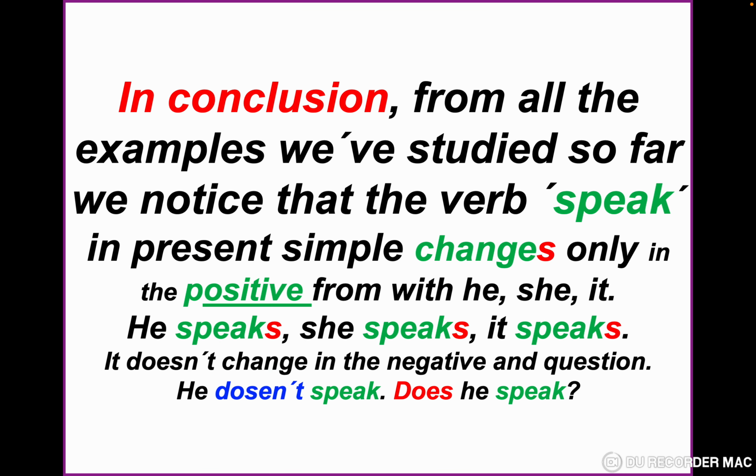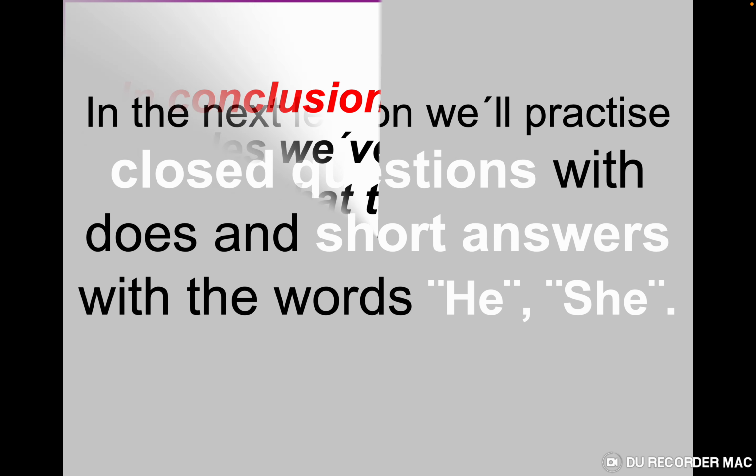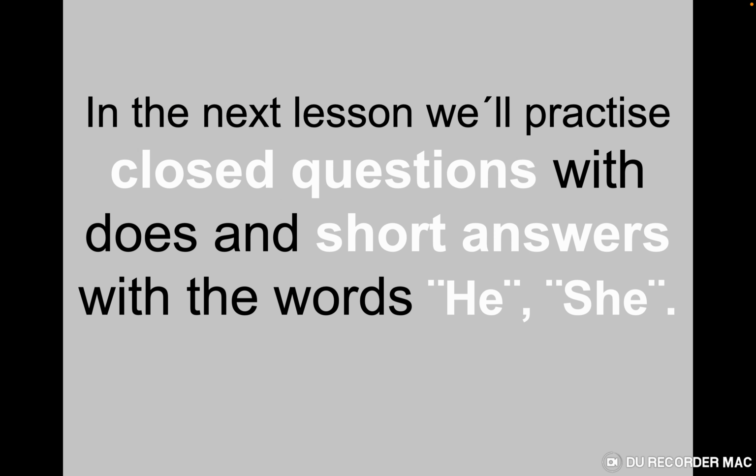In conclusion, from all the examples we've studied so far, we notice that the verb speak in present simple changes only in the positive with he, she, it. He speaks, she speaks, it speaks. It doesn't change in the negative and question. He doesn't speak and does he speak. In the next lesson, we'll practice closed questions with does and short answers with the words he and she.